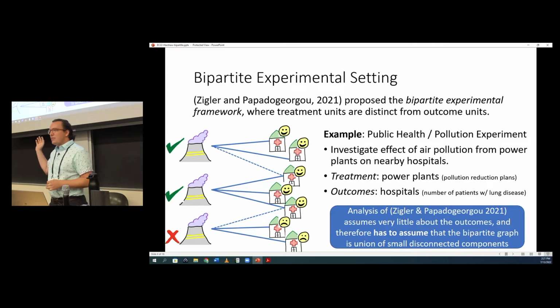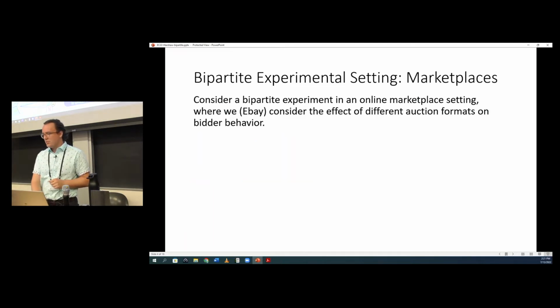And the analysis in this paper here assumes very little about the way in which treatment on power plants could affect outcomes on the hospitals. And because they assume very little in that respect, they have to assume the bipartite graph is essentially the union of small disconnected components. And that assumption may be fine in some cases and not so fine in others.